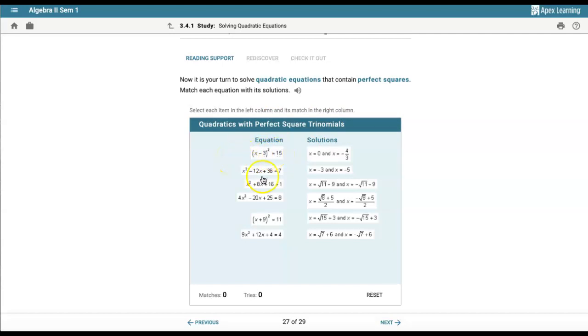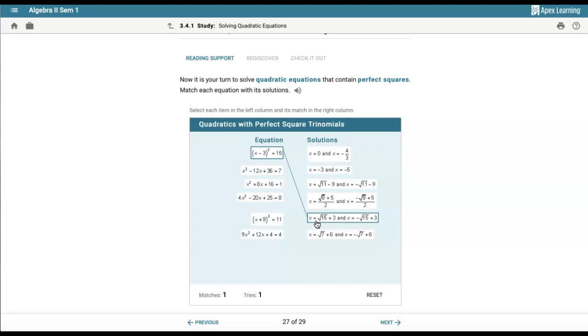So the next step that we would need to do is take the square root of both sides. If I take the square root of the left side, I'm left with x equals 3. And then the square root of the right side is equal to the square root of 15. Then if I set up a positive version and a negative version, regardless, I'm still going to add 3 to both sides. So that's how I get my final answer there.